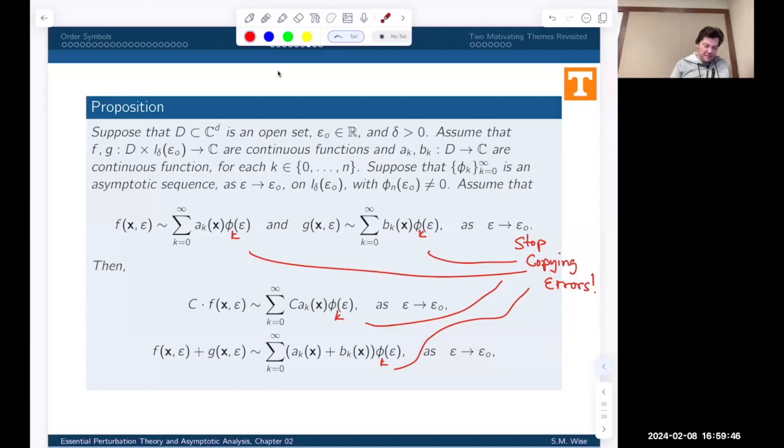If I multiply a C times f, then this is an asymptotic series for C times f. This C can easily come in, and you can show that in a couple of different ways. You can start by assuming that this is an asymptotic series expansion for this function, and then you'll see that the constant C has to be there. If I add two functions together, f and g, then their asymptotic series expansions have to add together. And the way you do that is just add the coefficients together.